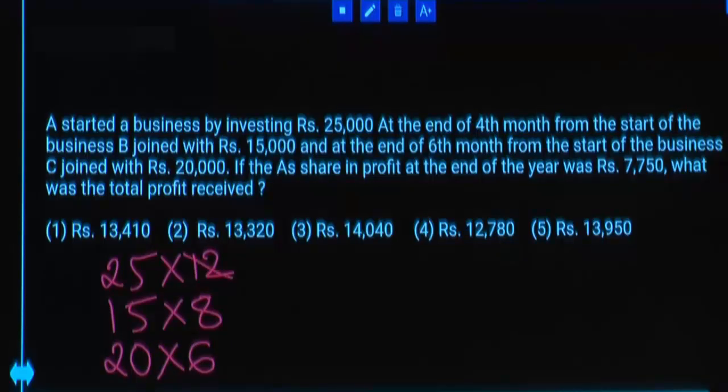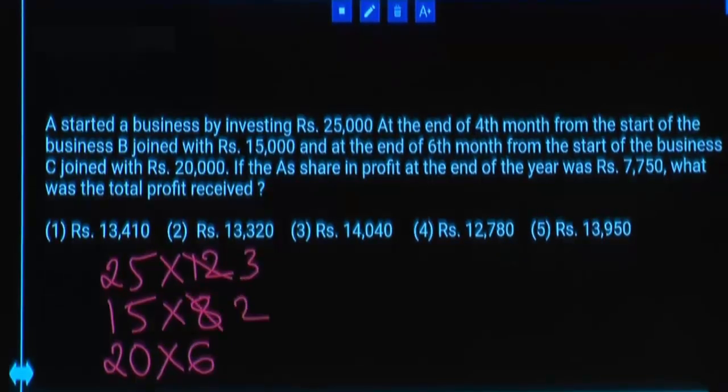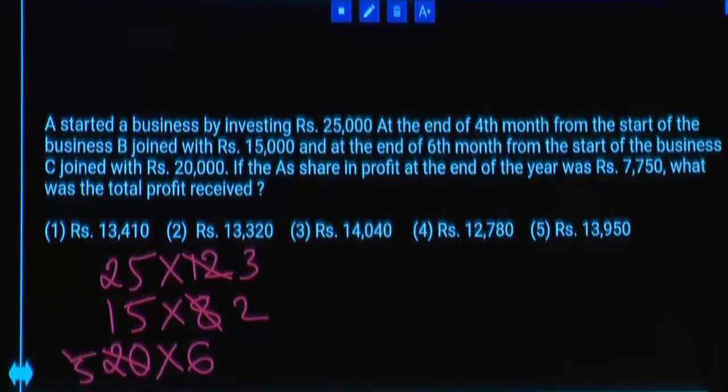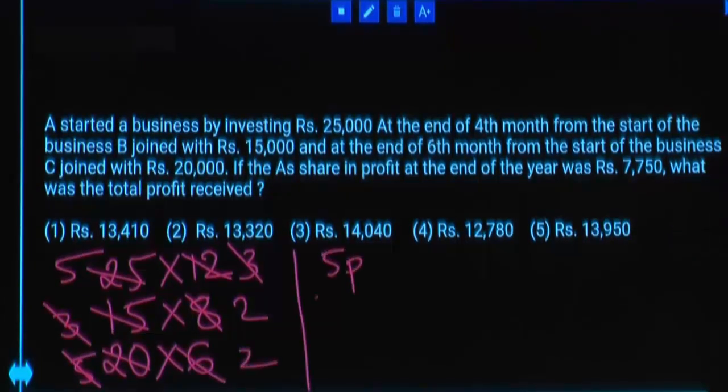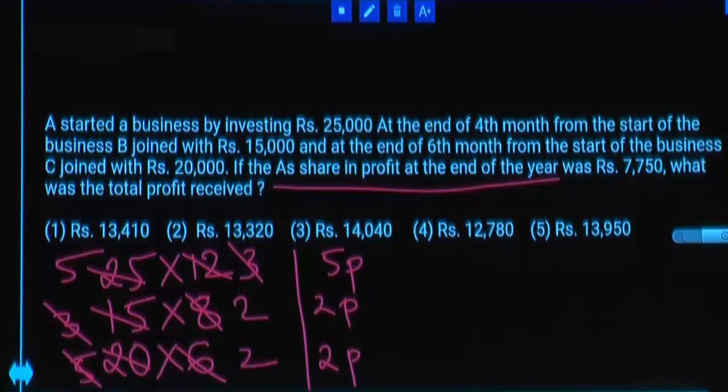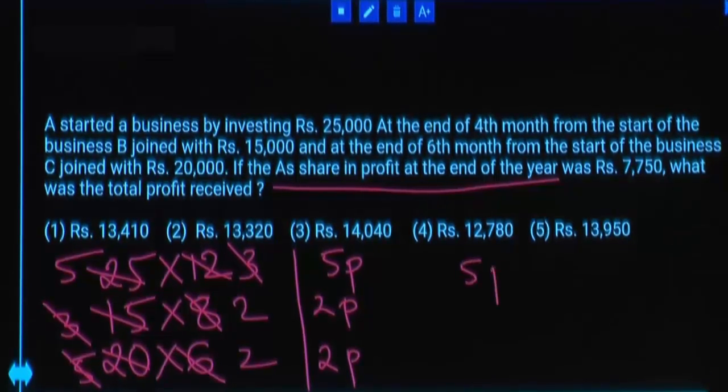4, 3 times, 2 times, 5 times, 5, 3 times, 5, 5 times, 3, 3, 2 times. So ratio 5 is to 2 is to 2. If A's profit is 7,750, which is 5 parts, right? 5 parts is equal to 7,750. Total profit is 9.